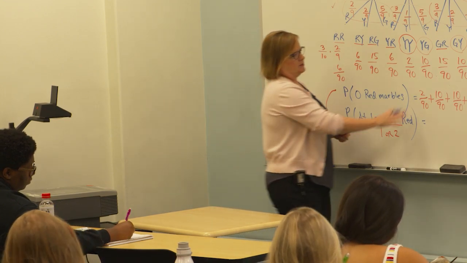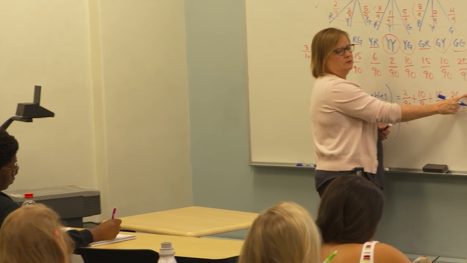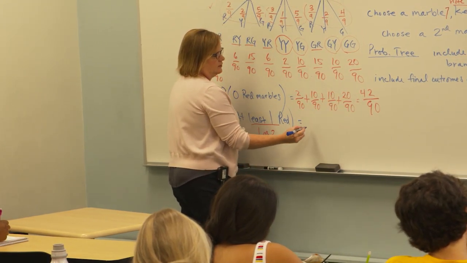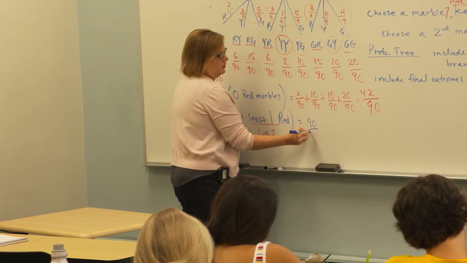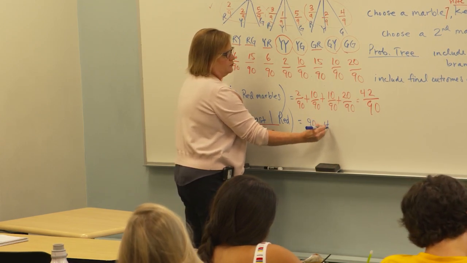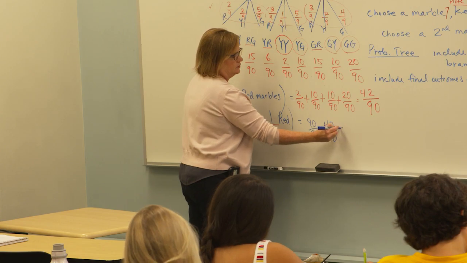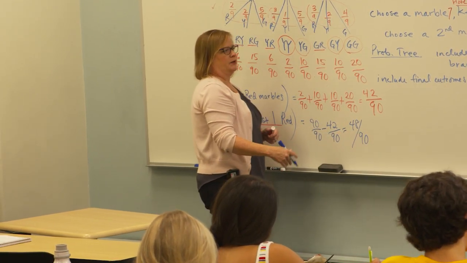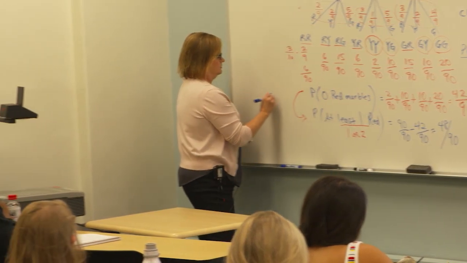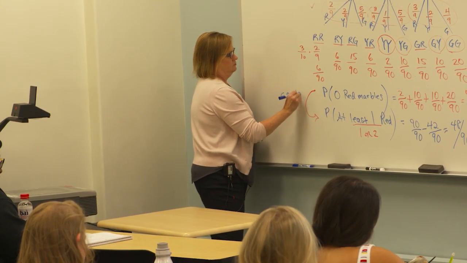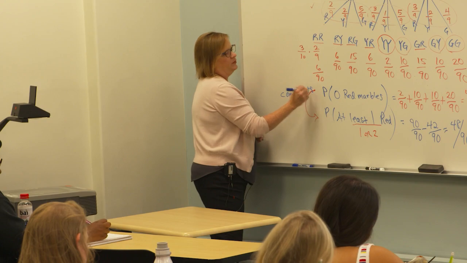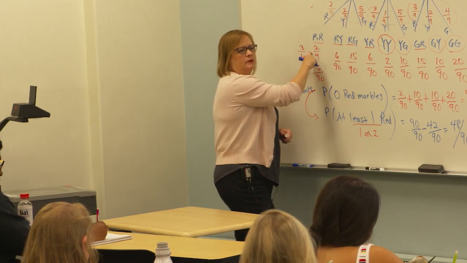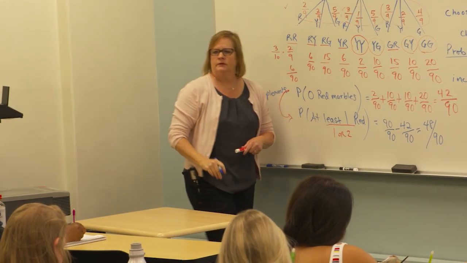So you could just go back to this one and say, well, how many did I leave out? 48? Yeah. So you could do 90 over 90 minus the 42 you already did. Yeah. That would be just one way to do it. Those 2 are complements. But you could always go back in and just add up the ones that I underlined. Right, anything with a red in it.